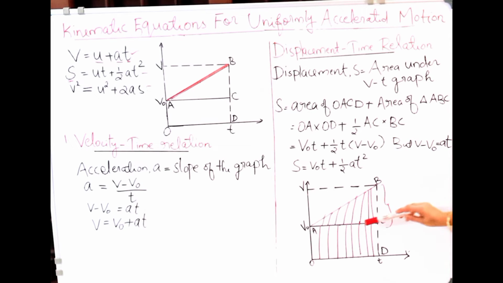AC into BC. That is AC is time t and BC is V minus V0. Half base into height is finally here, right? So that will be V0 t plus half t into V minus V0. And we are substituting AT instead of V minus V0. So what will we get? S will be equal to V0 t plus half AT square. So this is the proof on the basis of the graphical method. This is very important. Please don't leave this question.